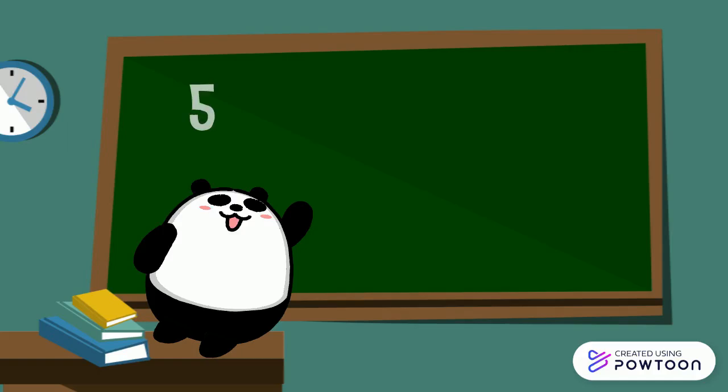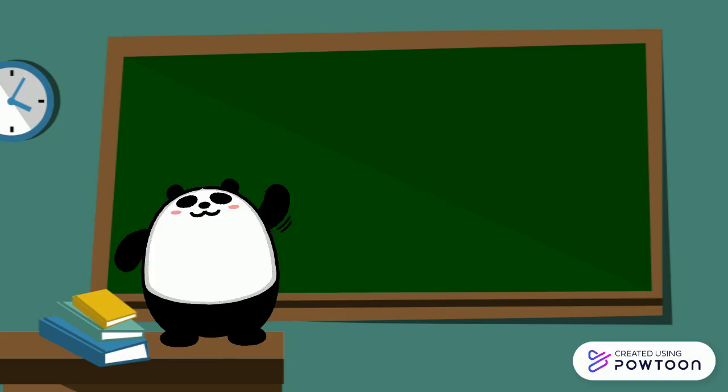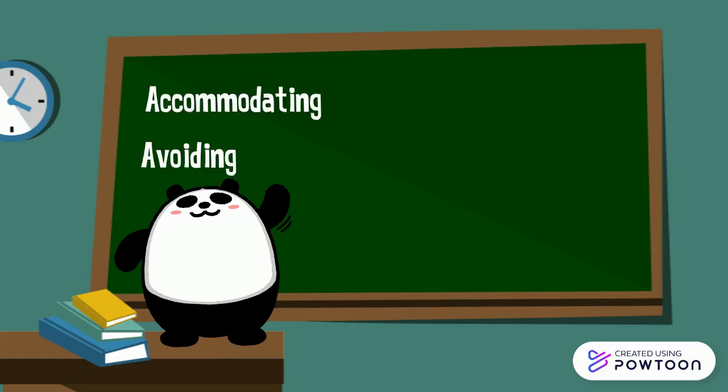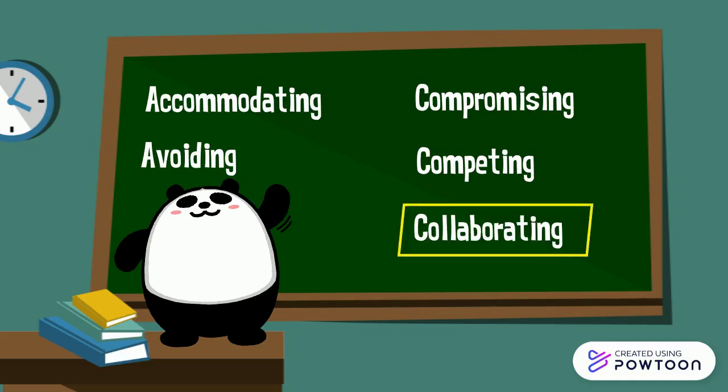Today we are going to learn 5 conflict styles. We hope that you will be able to identify your own and the other person's style at the next conflict event. What are the 5 conflict styles? Accommodating, avoiding, compromising, competing, and collaborating. Can you take a guess which one is the most ideal style? That is correct. It is collaborating.